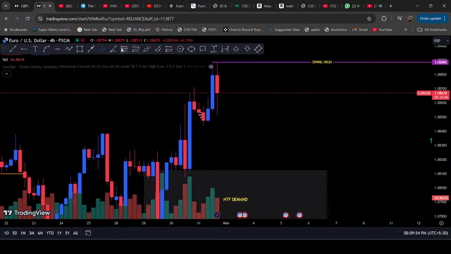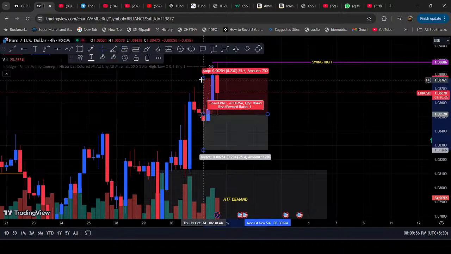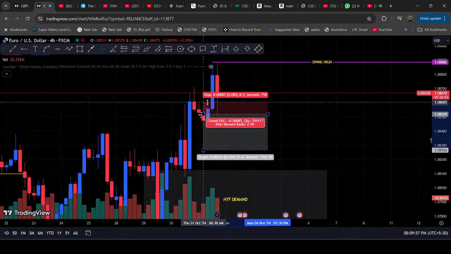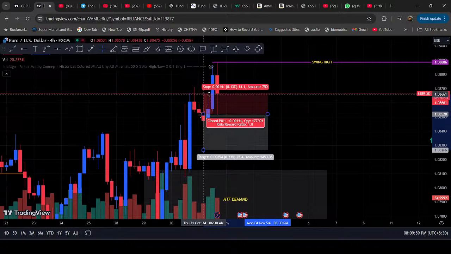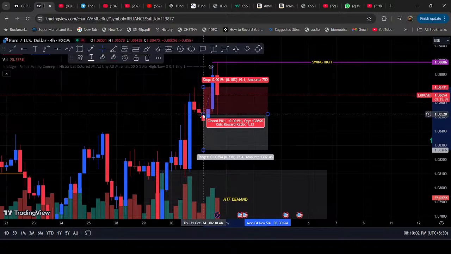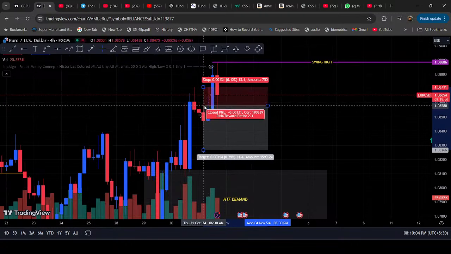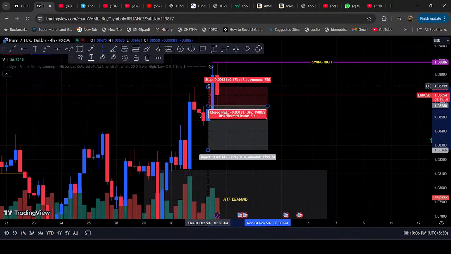So my entry, I guess, happened right here. It was a very small stop loss, I guess 15 pips. Yes, it was something like this. Yeah, something like this. 15 pips stop loss and this stop loss got hit.